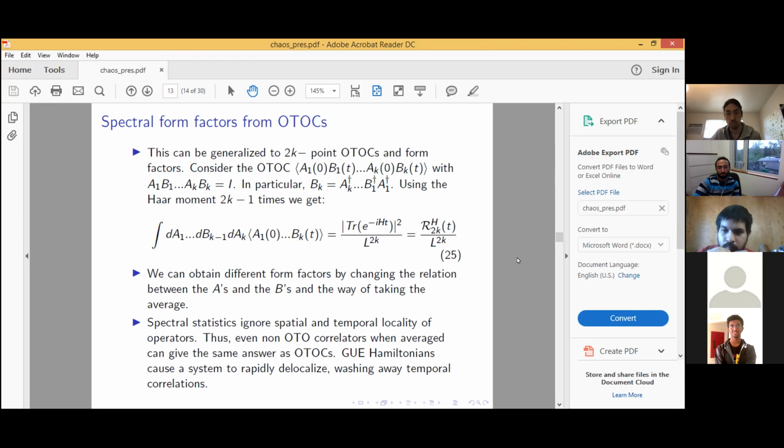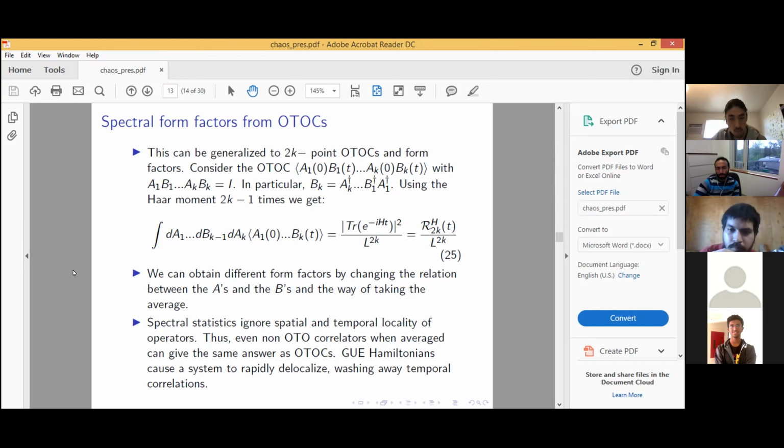Is the product equal to identity at all times, or is it only at time equal to 0? Okay, yes, this is only for t equal to 0. Whenever there's no time label here, that would mean t equal to 0.